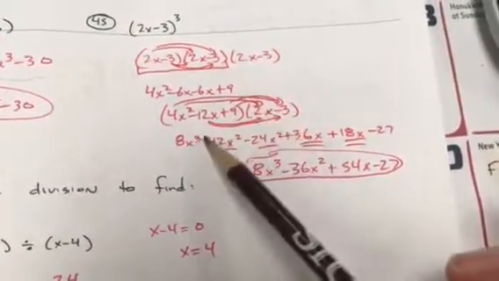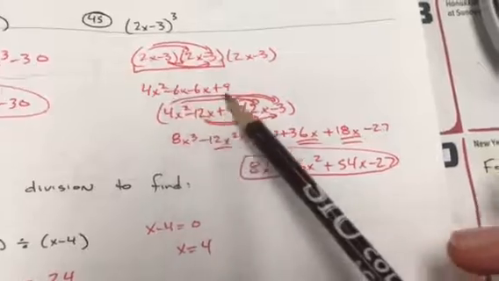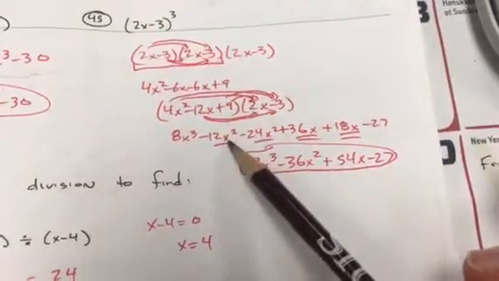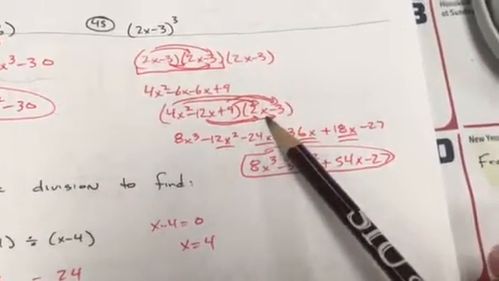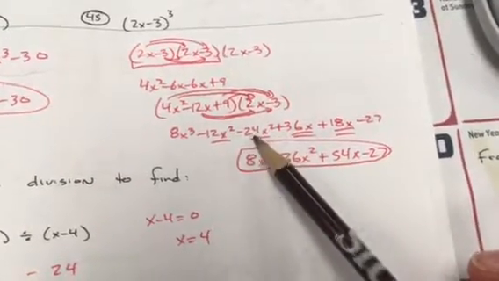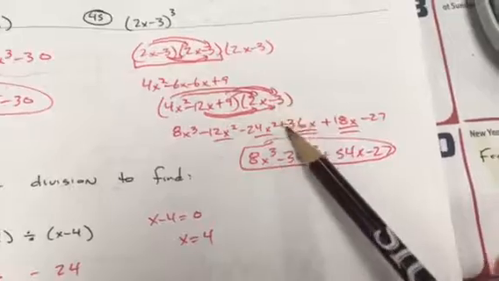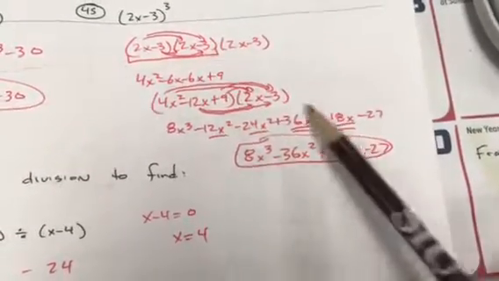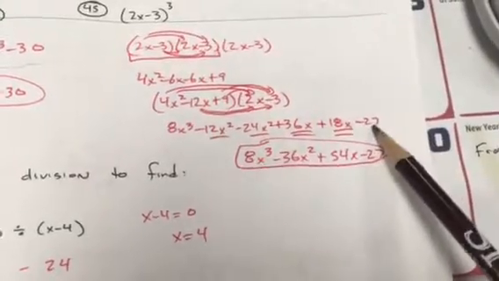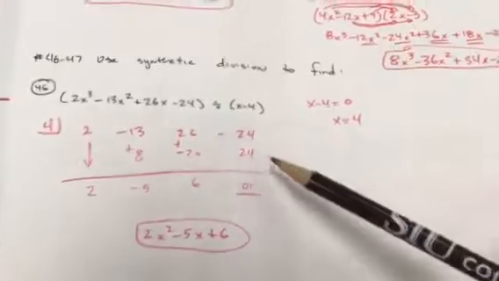4x squared times 2x is 8x to the third. 4x squared times negative 3 is minus 12x squared. Negative 12x times 2x is negative 24x squared. Negative 12x times a negative 3 is positive 36x. 9 times 2x is 18x. 9 times negative 3 is minus 27. Combine like terms. Again, that one would be a little bit easier.